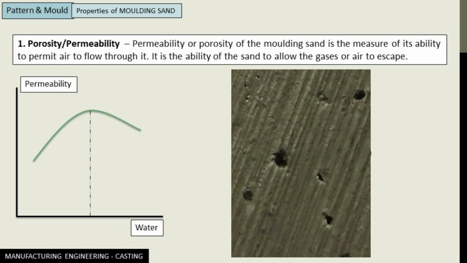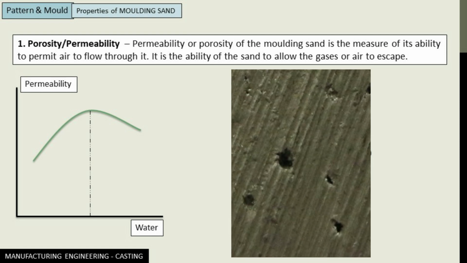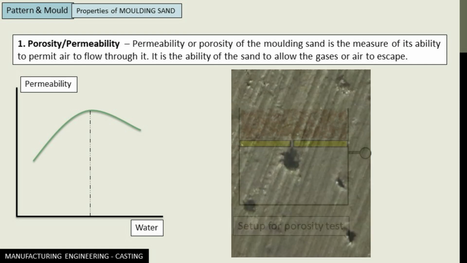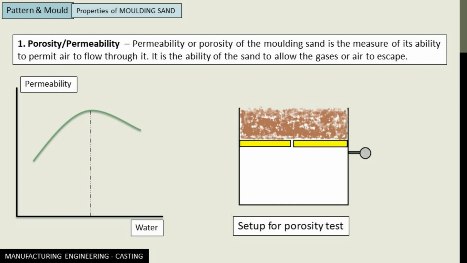So to avoid these defects, the molding sand should have good gas permeability or porosity. The permeability varies with the composition of the water, as you can see in this particular graph. It increases up to a certain composition of water and then it starts decreasing.